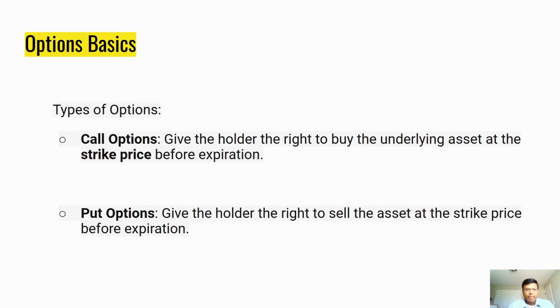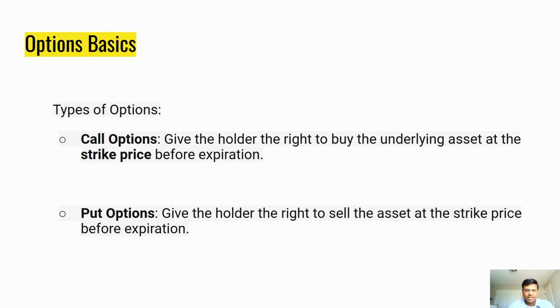So what are the types of options that you can do? Basically there are call options and put options in very simplistic terms, and then there are multiple ways you can play the calls and puts. We'll look at that in detail in the later part. But for now, just remember that there are call options and put options. A call option gives the holder the right to buy the underlying asset at a strike price before expiration.